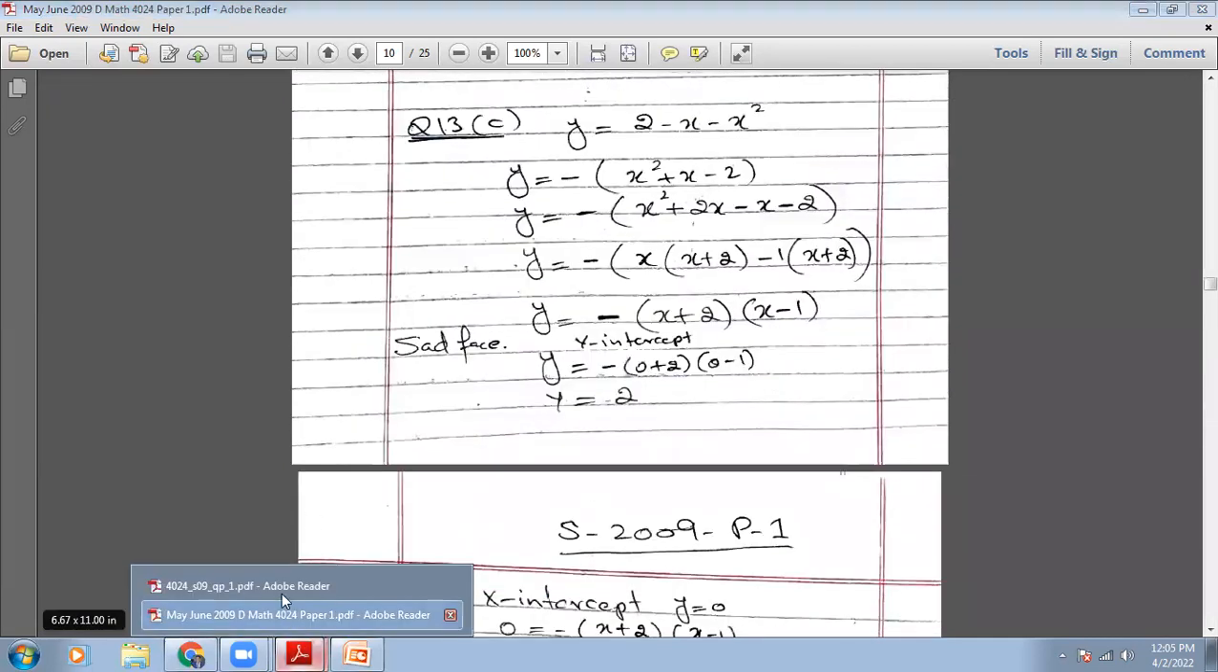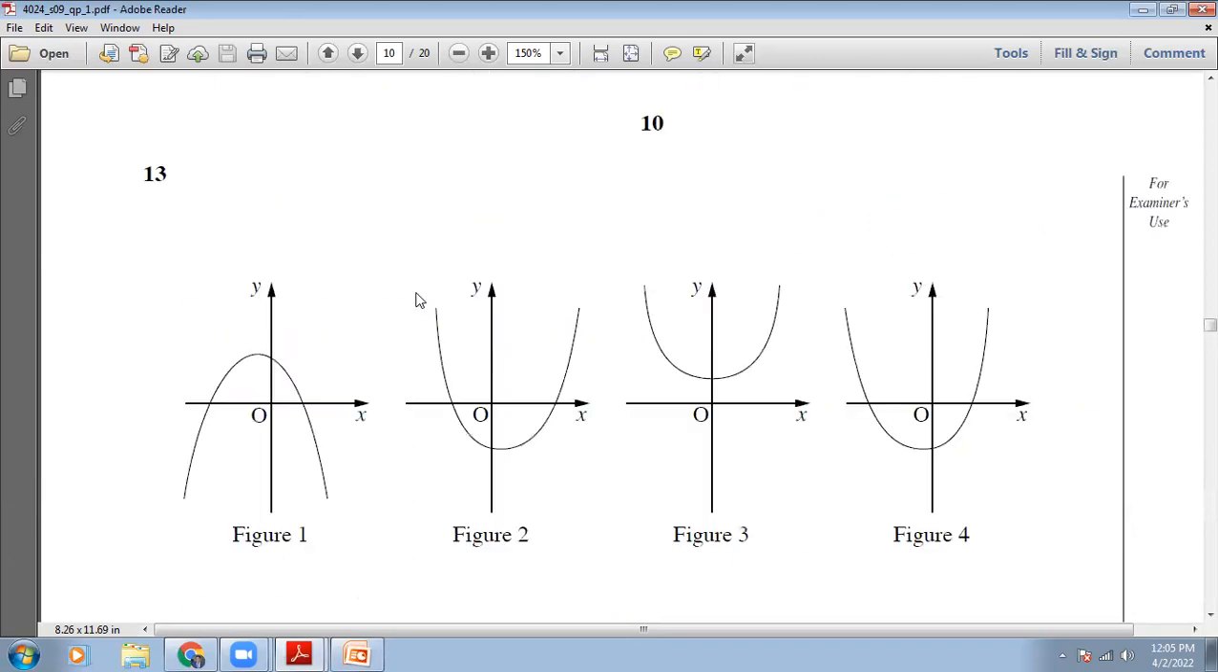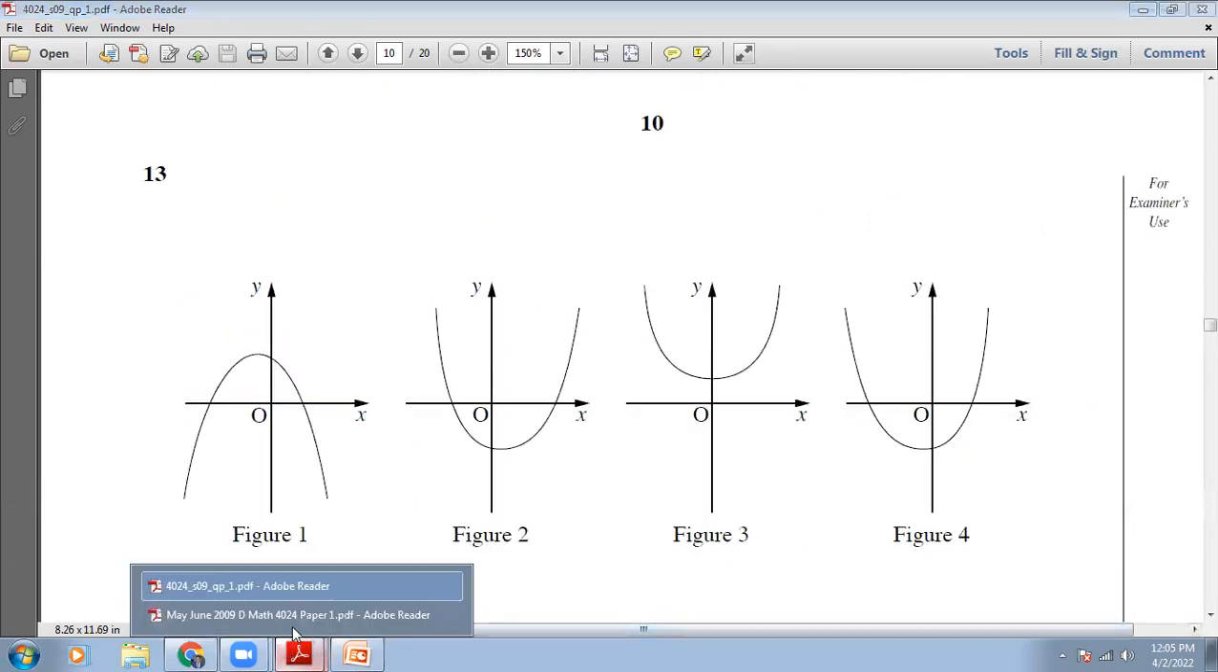Okay. Now, the third part, the equation is written like this: 2 minus x squared. So it will be a sad face. Why am I saying it will be a sad face? Because the coefficient of x squared is negative. So how many sad faces are there? Only one. So this is the answer, figure number 1.